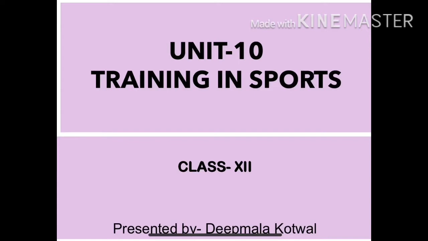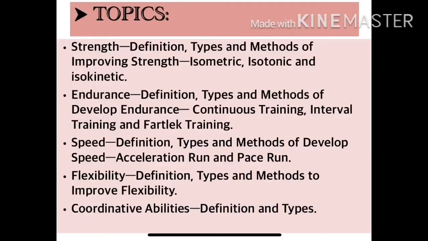We'll go through the topics which we have to study in this unit. Number 1 is strength, in which we have to study definition, types and methods of improving strength: isometric, isotonic and isokinetic. These are the methods. Second is endurance, definition, types and methods to develop endurance, that is continuous training, interval training and fartlek training.